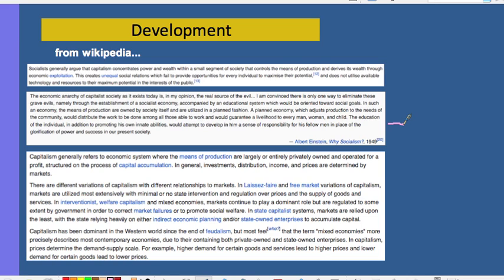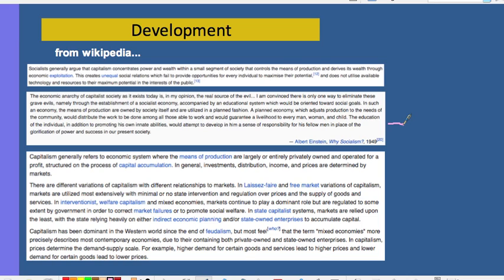"A planned economy which adjusts production to the needs of the community would distribute the work to be done among all those able to work, and would guarantee a livelihood to every man, woman, and child. The education of the individual, in addition to promoting his own innate abilities, would attempt to develop in him a sense of responsibility for his fellow man in place of the glorification of power and success in our present society."